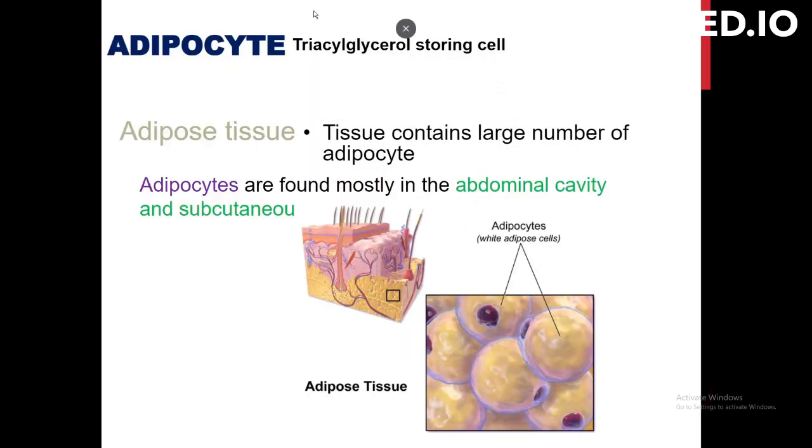So, what is an adipocyte? An adipocyte is a triglycerol-storing cell, and adipose tissue contains a large number of adipocytes. Adipocytes are found mostly in the abdominal cavity, which is the area of the stomach, and in subcutaneous tissues. So we have a picture here of the adipose tissues and the adipocytes, these white adipose cells.